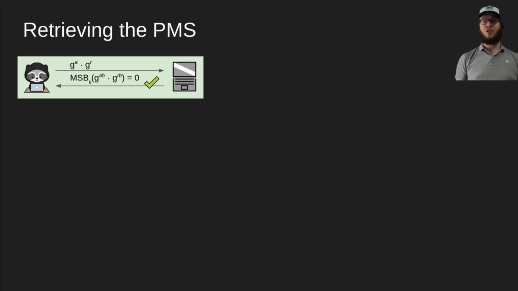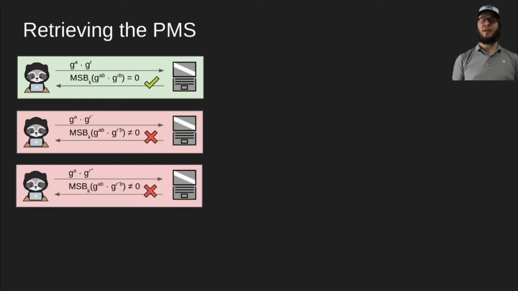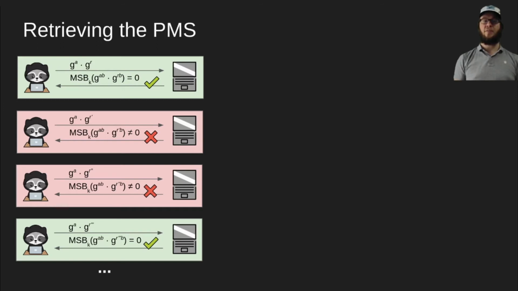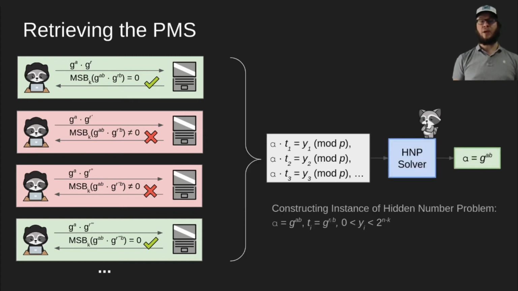To compute the original shared secret, the attacker needs to perform the same measurement multiple times to find many values for R for which the resulting shared secret starts with a leading zero byte. Once the attacker has collected enough R values, the attacker can construct an equation system which can be interpreted as an instance of a hidden number problem, where g to the power of AB is the hidden number and g to the power of RB is the public factor.